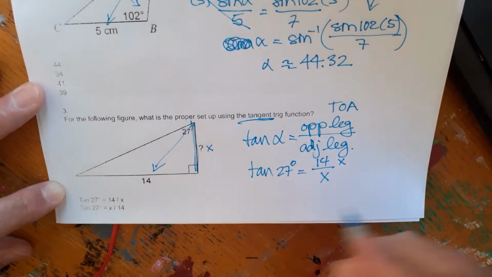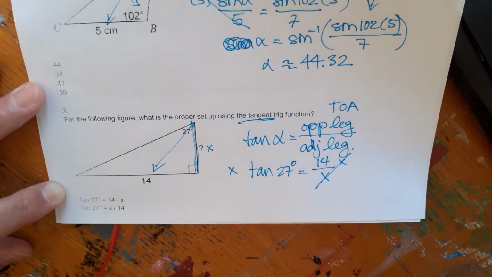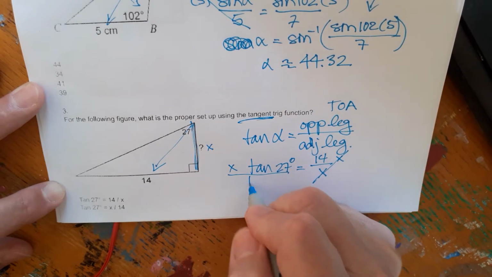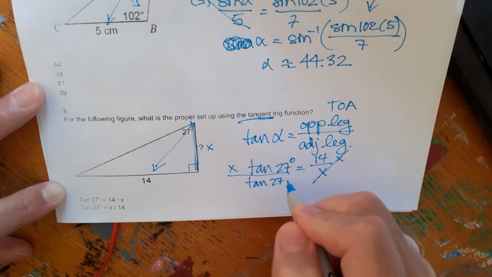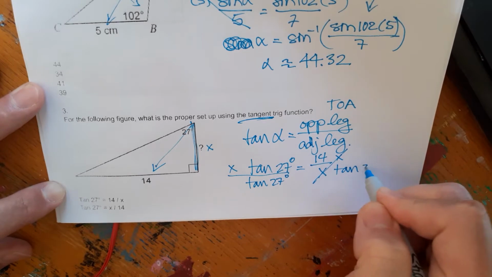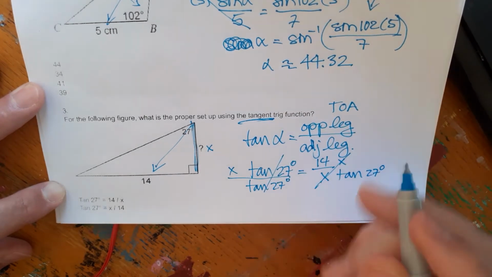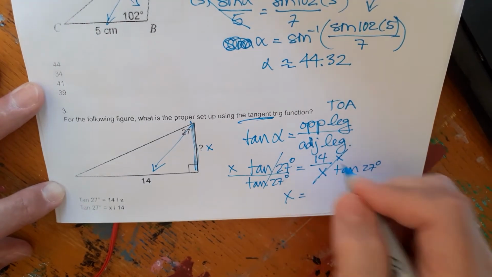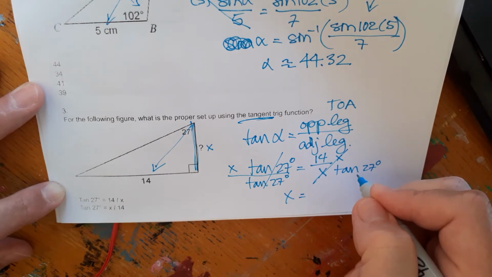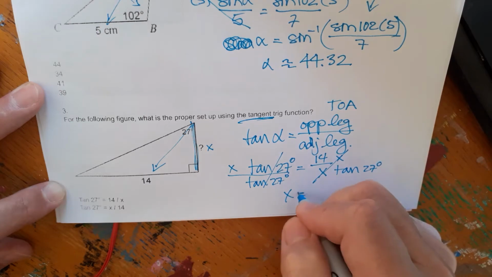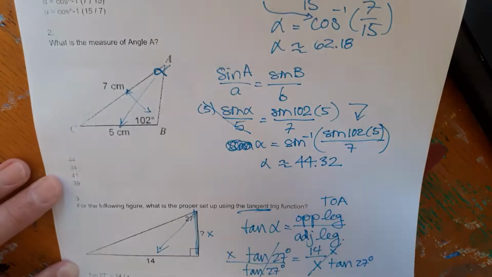We're going to multiply both sides by x. That'll cancel out the x from the right. Divide both sides by tangent 27 degrees. Here, these are going to cancel. So we're going to get x equals 14 divided by tan 27. And let's see if we can go ahead and just do that straight away, if I can fit this on.